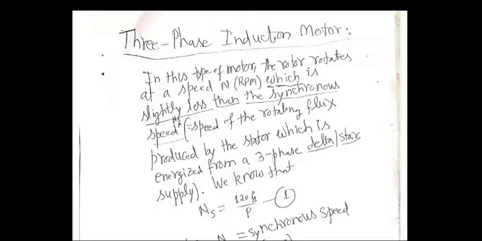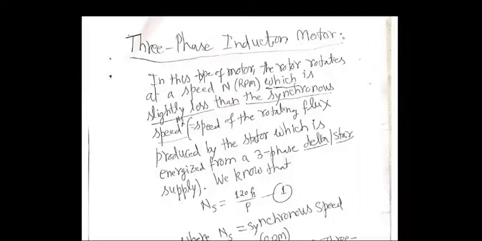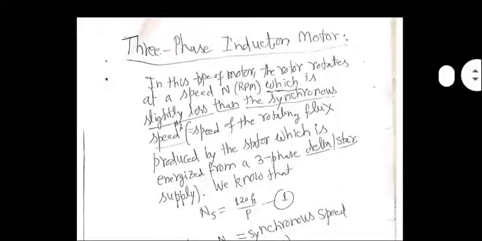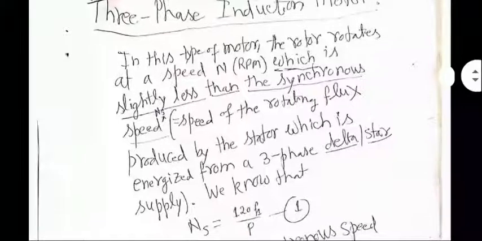The rotor tries to catch up with that speed, but it never gets to that speed fully. It settles down to a speed slightly lower than the synchronous speed. So the rotor speed is going to be given a symbol capital N. The synchronous speed Ns is given by this famous equation which we have seen several times in the past.